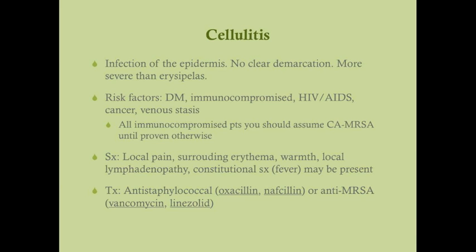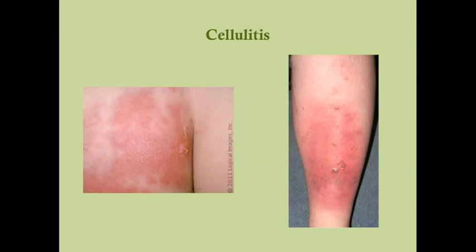The treatment is going to be with anti-staphylococcal drugs, and we're going to give those PO. So oxacillin or nafcillin would be preferable drugs. In patients where we're assuming MRSA as a possibility, which would be immunocompromised patients, I would even go so far as to say even diabetic patients, we should use vancomycin or linezolid to cover MRSA. And here's some more pictures of cellulitis, again, not very well demarcated.